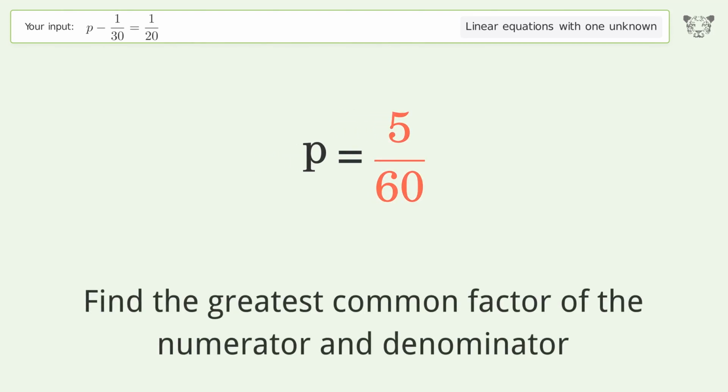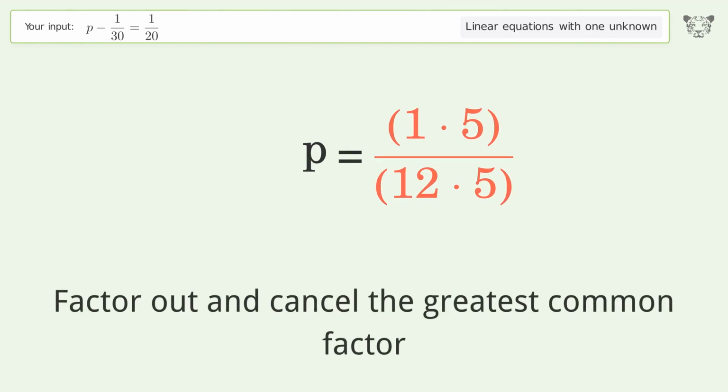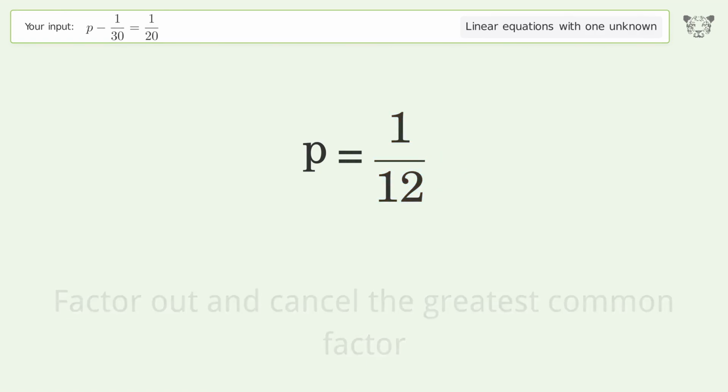Find the greatest common factor of the numerator and denominator. Factor out and cancel the greatest common factor. And so the final result is p equals 1 over 12.